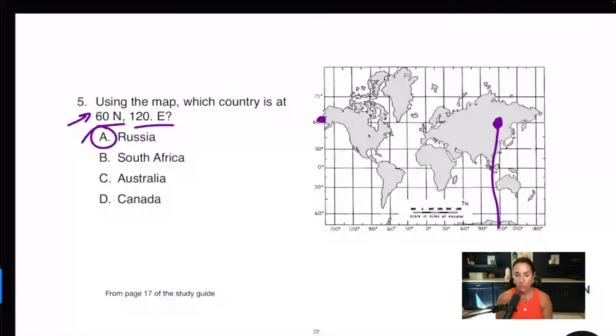There could be a lot of different ways in which this is asked. So this is just a longitude, latitude exercise, but it may be asked a lot of different ways. So make sure you understand that.